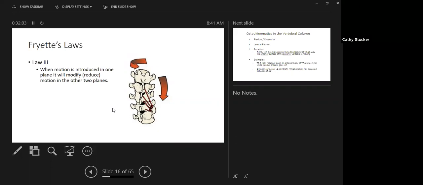So we have to know how to take the tissue up on either side so that we can focus on that one segment. That is the whole point of understanding Fryette's laws. So it will make more sense to you when you get to manual therapy courses and your spine courses later.